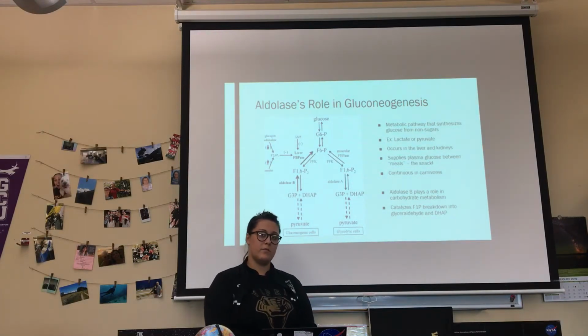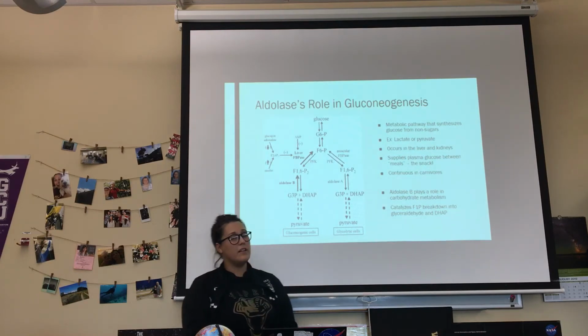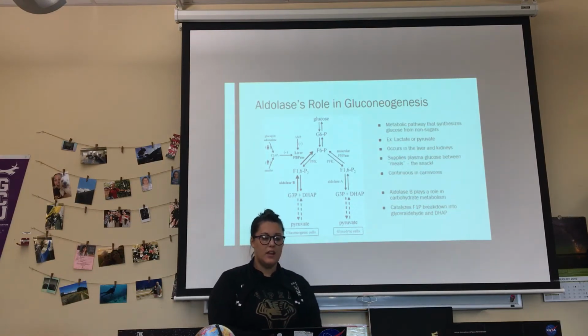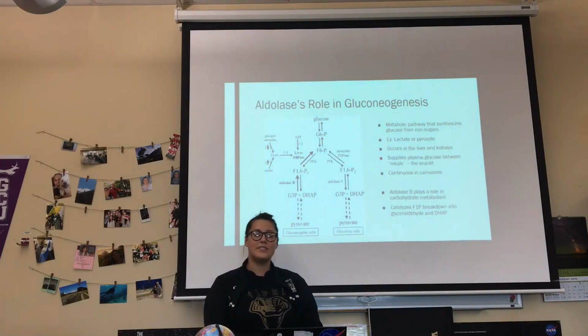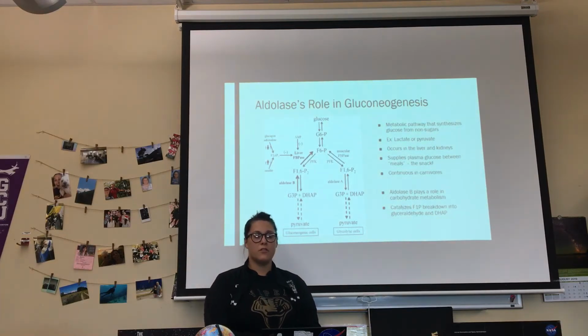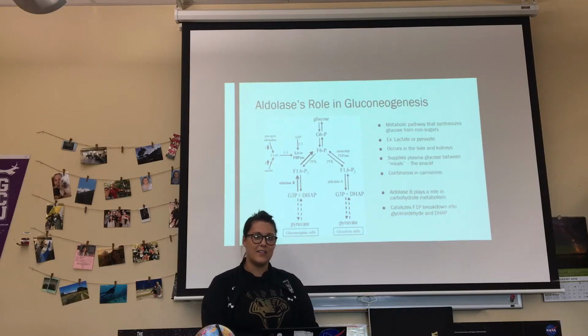Lactate is also another example that can be used. It can occur in the liver or kidneys, as does aldolase, which is why they're related to each other. And it supplies plasma glucose between meals. If you think about your everyday, if you're like me, you probably have 2 to 3 main meals, but then lots of snacks in between during the day, right? Lots of snacks here and there.